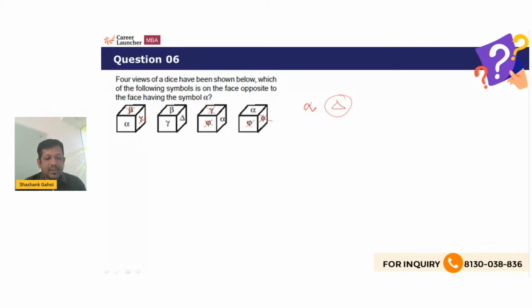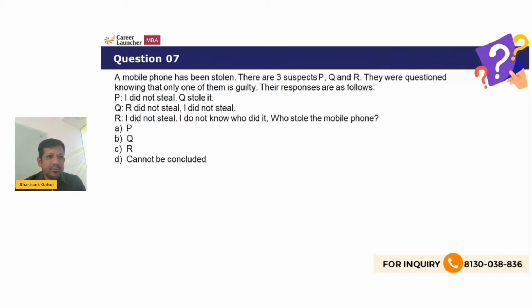Very nice. Now this one. These types of questions are called binary logic questions, where in binary logic we figure out who's speaking the truth, who is a liar, and those kinds of things. So basically, a mobile phone has been stolen. There are three suspects, P, Q, and R. They were questioned, knowing that one of them is guilty. Their responses are as follows.